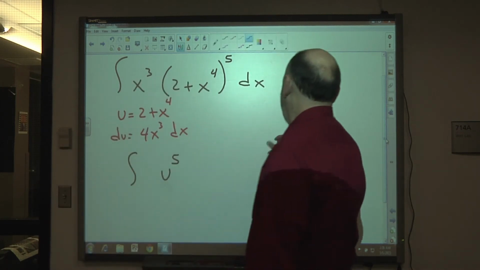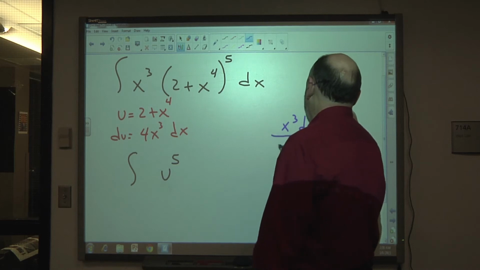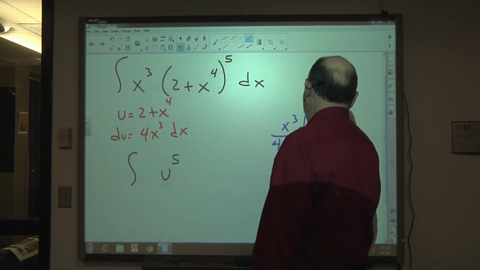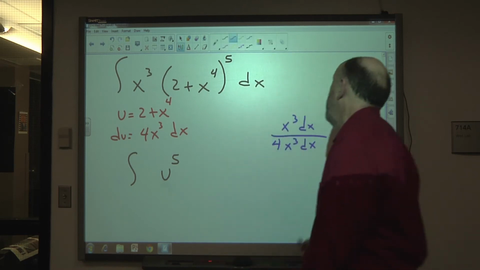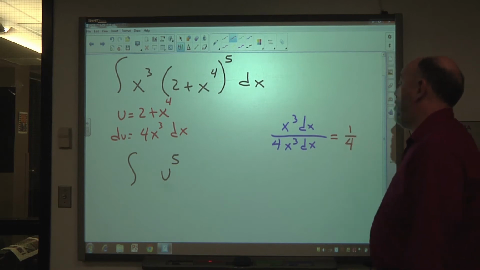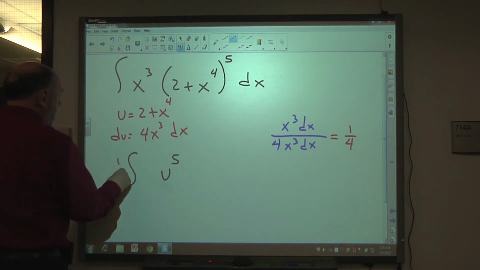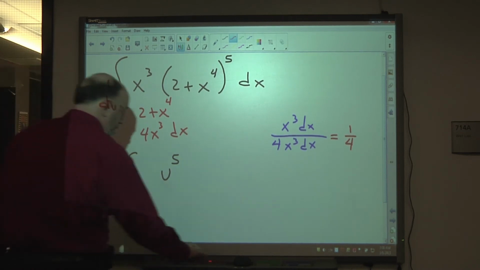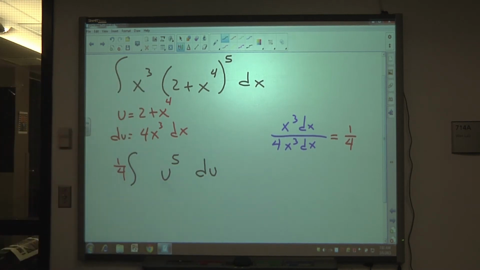So we have x cubed dx over 4x cubed dx. And so you should be able to see that this simplifies to just being 1/4. And so that we can bring out front. Any constant can come out front. And we end up with now, we're going to integrate this. So we have 1/4 integral u to the 5th du.